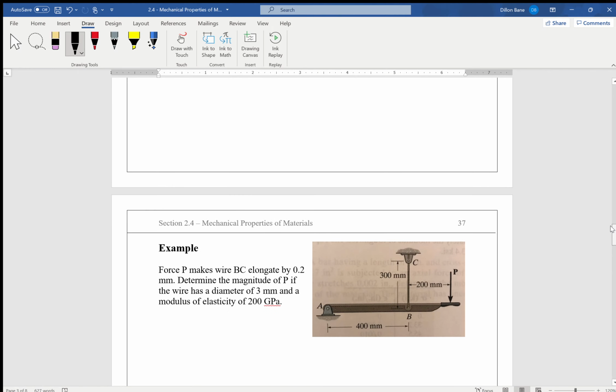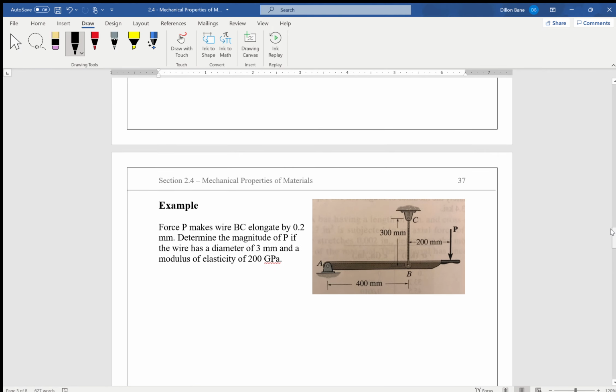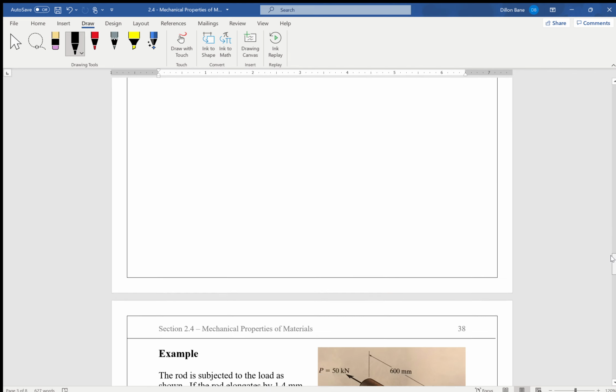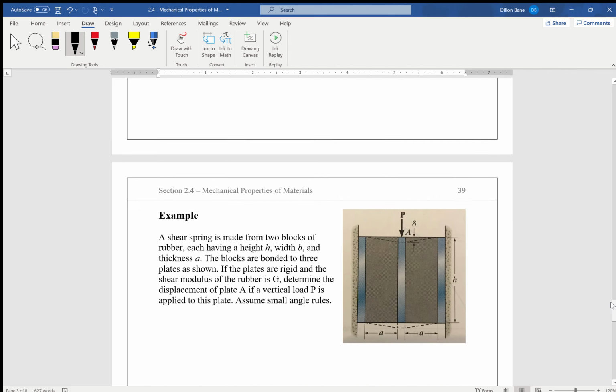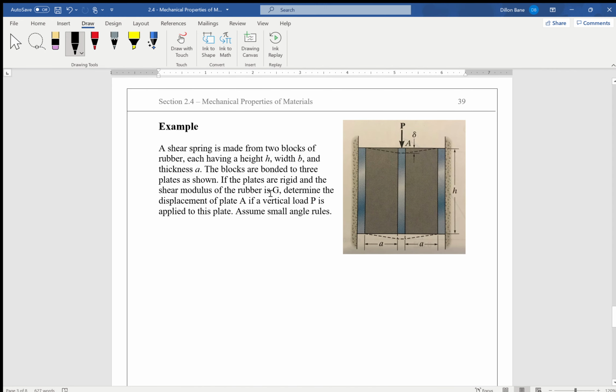The purpose of today's video is to just complete the last 2 examples that we did not get to in class, which we will do right here. In this particular example, we've got 2 rubber blocks that are sandwiched between 3 rigid plates of, I'm assuming, steel or some type of metal. The blocks are bonded to these plates, and then the plates are being supported by whatever this is on the left and the right.